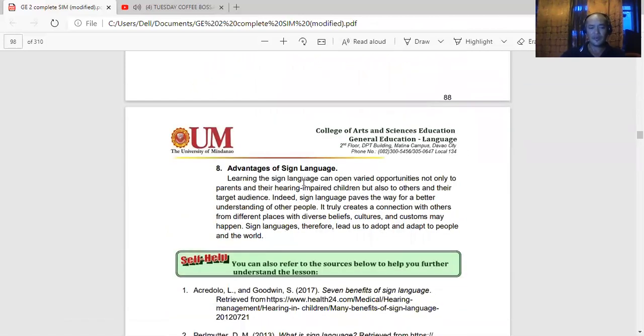So the advantages of sign language. Learning sign language can open varied opportunities, not only to parents and their hearing impaired children, but also to others and their target audience. So indeed, sign language paves the way for a better understanding of other people. It truly creates a connection with others from different places, with diverse beliefs, cultures, and customs. So sign languages therefore lead us to adopt and adapt to people and the world.